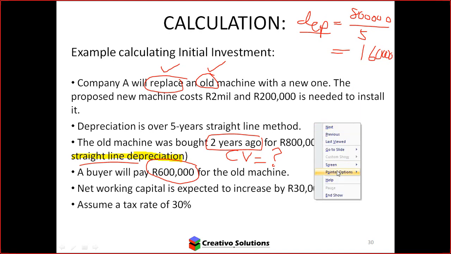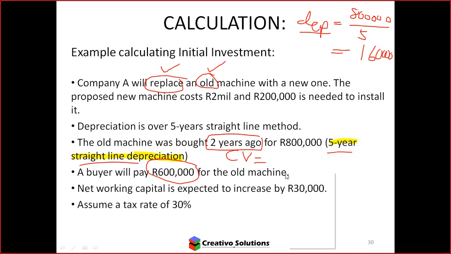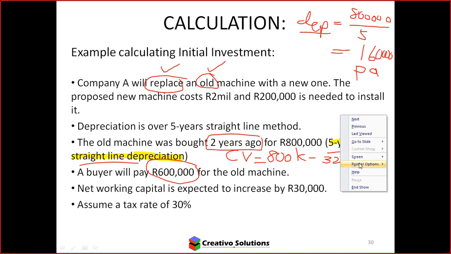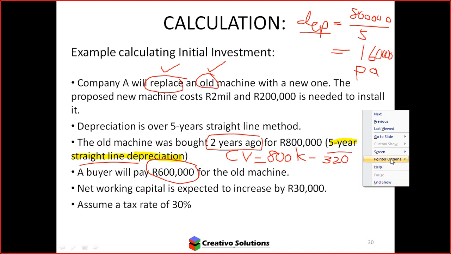How do I get the carrying value? The cost. Which is what? 800,000. Yes. That's the cost. Then I need to minus accumulated depreciation. How do I get accumulated depreciation? How old is the asset? 2 years. How much depreciation do I have each year? That 160. Correct. So if I've got 2 years of depreciation, how much will I have? Times 2. 320. Correct.